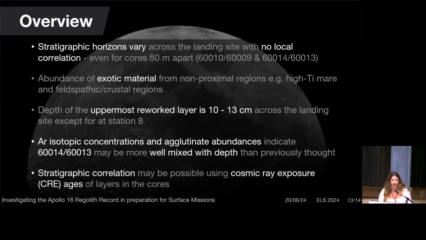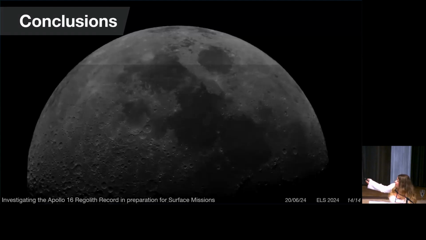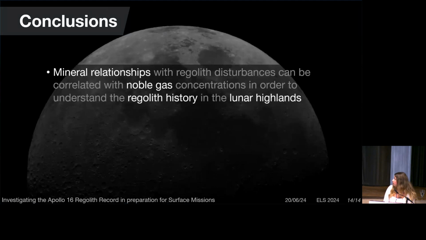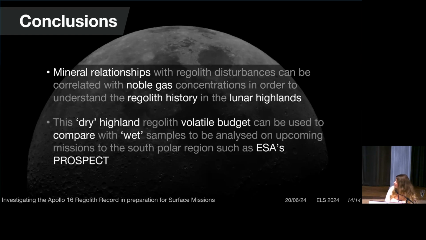And stratigraphic correlation may be possible using cosmic ray exposure ages. And so it's important to understand the mineral relationships with regolith disturbances, which can be correlated with the noble gas inventory in order to understand the regolith history in the lunar highlands. And this dry highland regolith volatile budget can be used to be compared with wet samples to be analysed on upcoming missions to the South Polar region, such as ESA's Prospect.